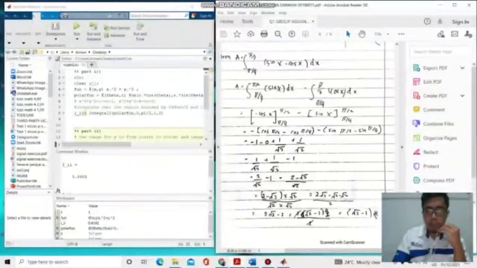bracket, double bracket, pi 2 minus 1 equal to the answer of the simulation, 0.4142. And after we use the calculator, we got the same answer for the simulation and the calculation. We got the same answer.